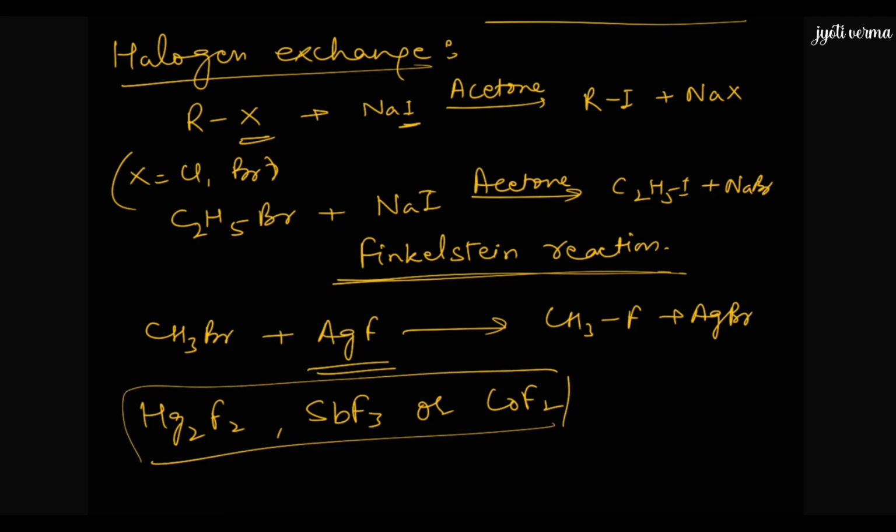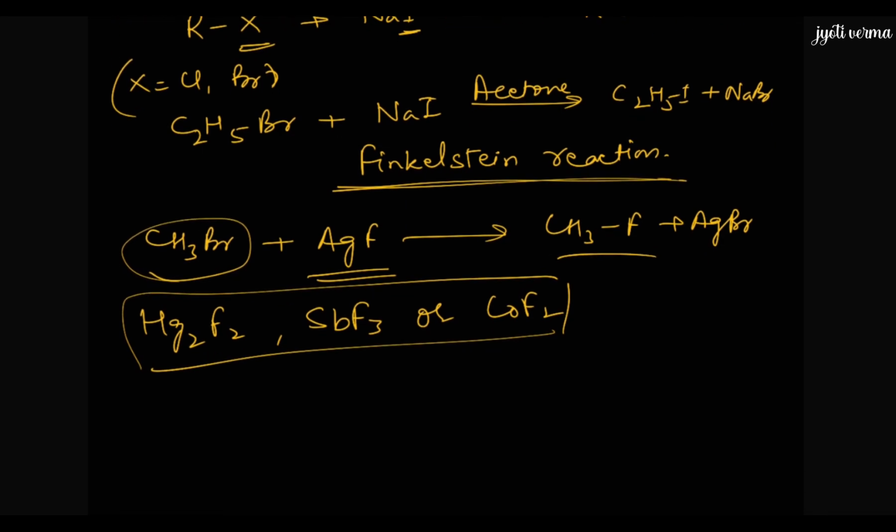So all these compounds on reaction with either bromoalkane or chloroalkane will be giving the fluoroalkanes, and this is again a name reaction. That is why very important. What is the name of this reaction? This is Schwarz reaction. So these are various methods of preparation of haloalkanes and haloarenes.